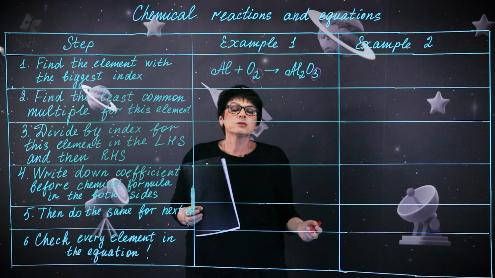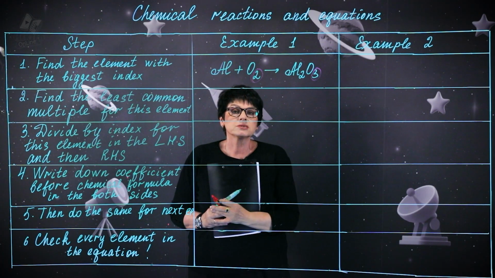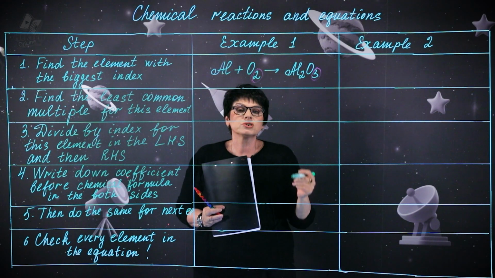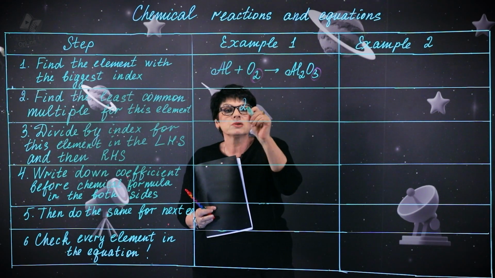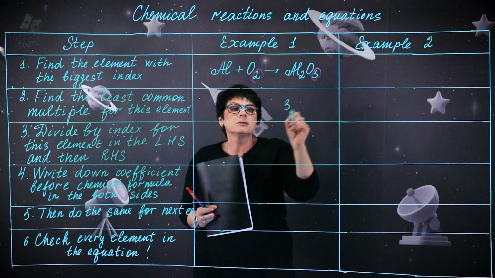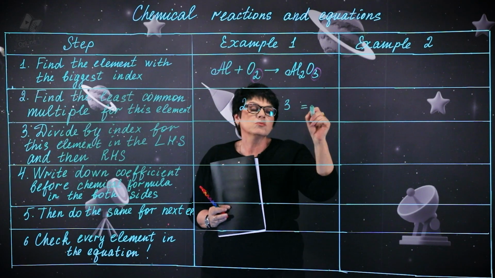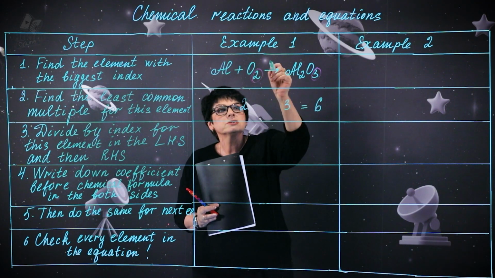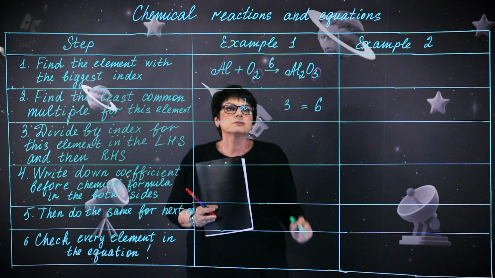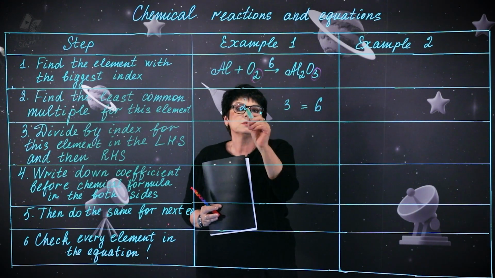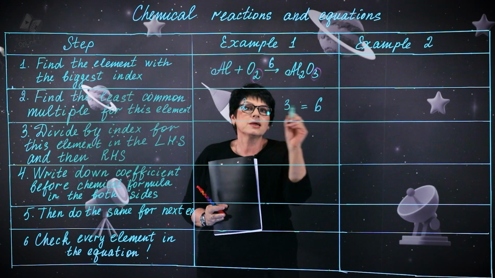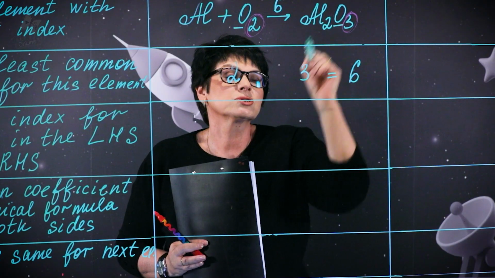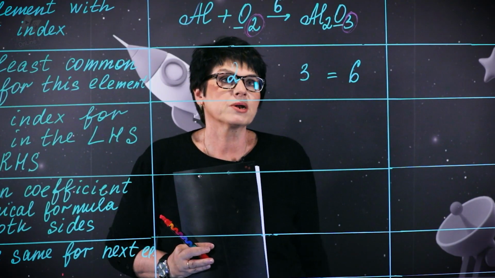Now what do we need to do with this element next? We have to find the least common multiple of the given numbers. For the numbers 2 and 3, the least common multiple, LCM, is 6. We will write this number 6 right above the arrow. This is the common multiple for oxygen. Moreover, let's underline the oxygen in the formula on the left and right so we don't get confused.